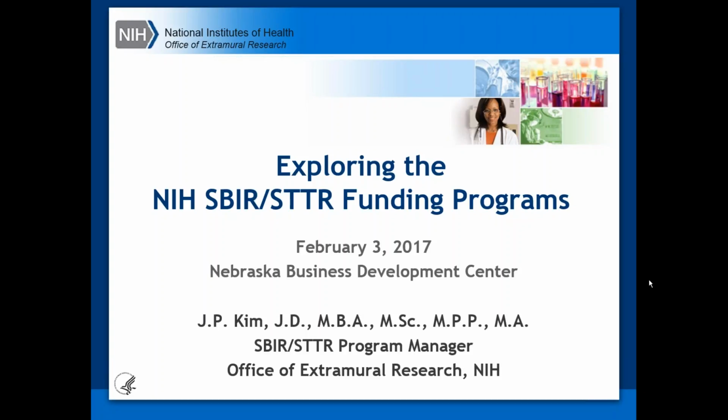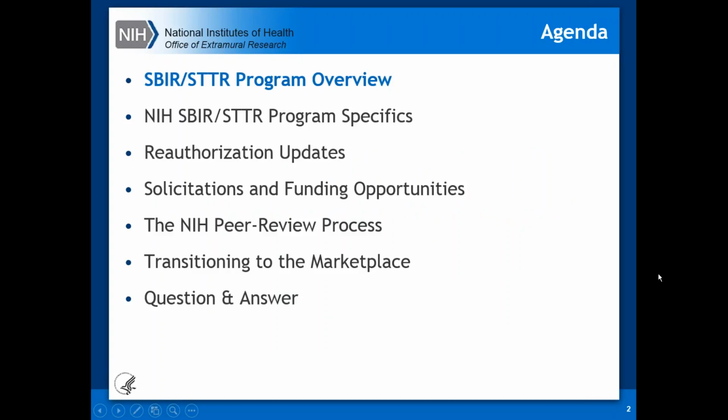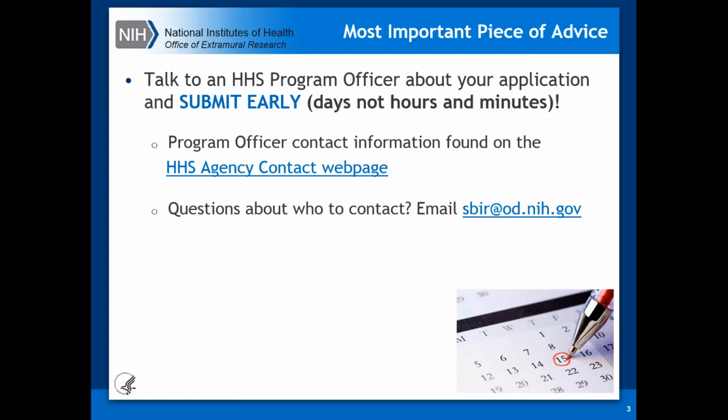There we go. So basically, this agenda gives you a roadmap of what we're going to be discussing over the next hour. We'll start with a program overview. Then we'll talk about program specifics, give you a little bit of information about reauthorization updates, talk about solicitations and funding opportunities, in other words, how to find the funding opportunities, a little bit about how applications are reviewed, the peer review process here, transitioning to the marketplace, and then the Q&A at the very end. So why don't we get started?